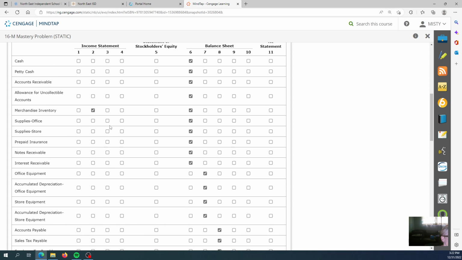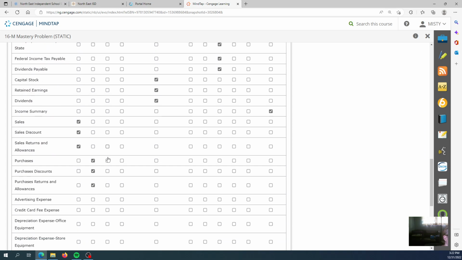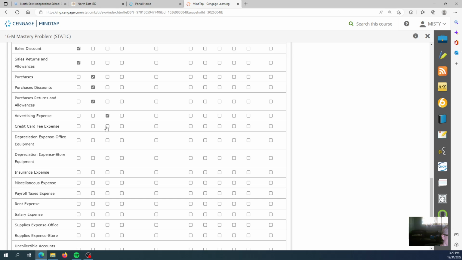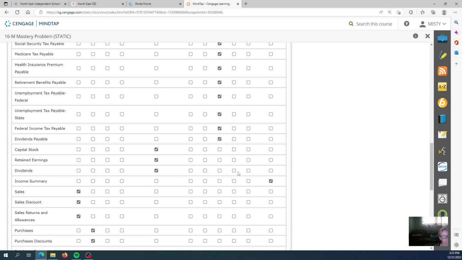Then we have a listing of all of our expenses, operating expenses, right? Advertising, credit card, depreciation, insurance, insurance. Each of these, supplies, uncollectible accounts, utilities expense. Then we have our federal income tax expense. That is going to go for other operations, as well as our interest income. So we'll put that there.